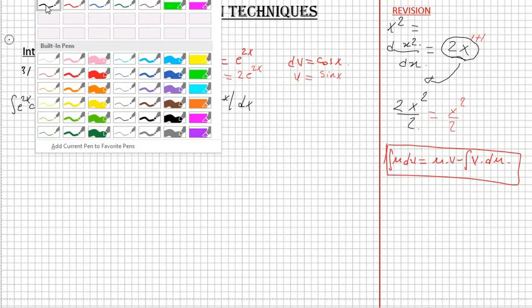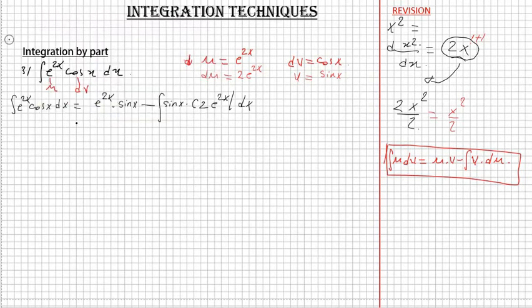So the next thing is to simplify a bit the expression. So I'm going to say the integral of e to the power of 2x cos x dx gives e to the power of 2x sine x minus 2 times the integration of, I just need to bring 2 outside because it's a constant, e to the power of 2x multiplied by sine x dx. So I still need to do the integration.